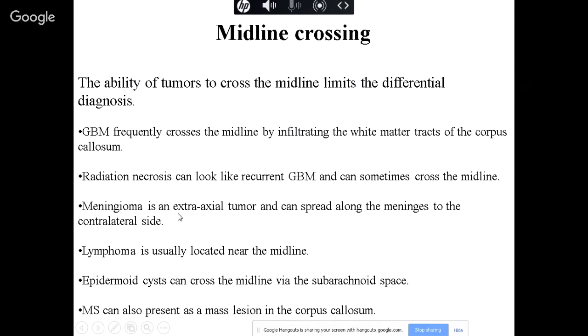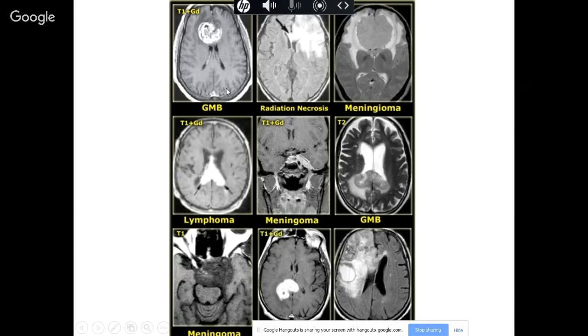Meningioma, falx meningioma, they couldn't cross the middle line. Low-grade astrocytoma, another group of tumors, do not cross the middle line. So you want to see whether or not there is middle line crossing. Classically, GBM, radiation necrosis, lymphoma cross the middle line, and meningioma, GBM and meningioma cross the middle line.